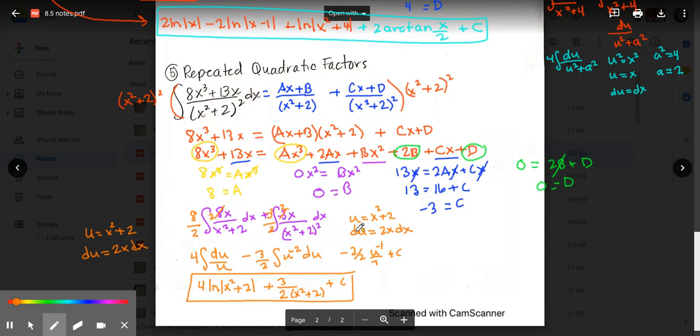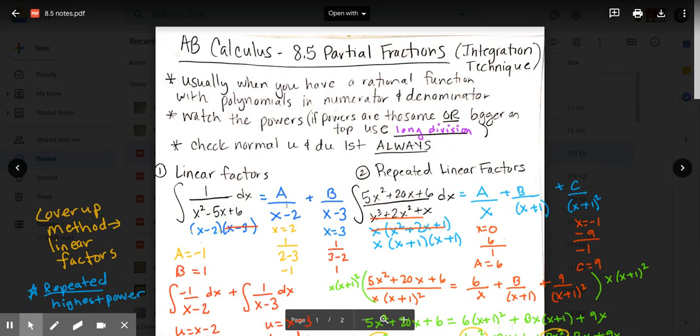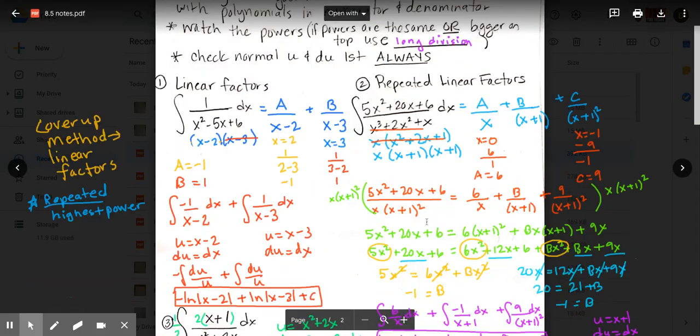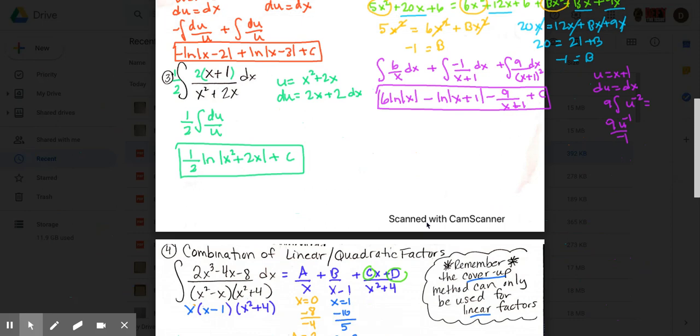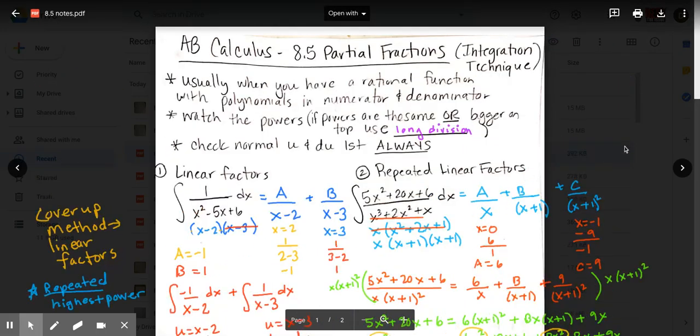Okay, so there you go. Integration by partial fractions. A couple things. Your power on the top is always 1 less than the power on the bottom. If it's linear, then it's just a constant on the top. If it's quadratic, then it is linear on the top. You can only use the cover-up method for linear factors, and if it's repeating linear, you can only use it for the power that's the highest.